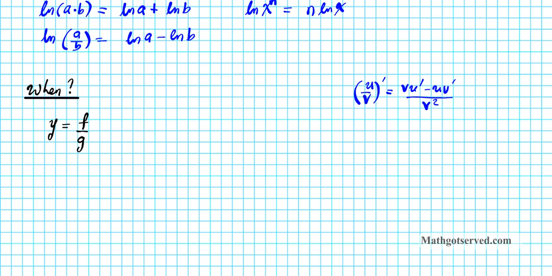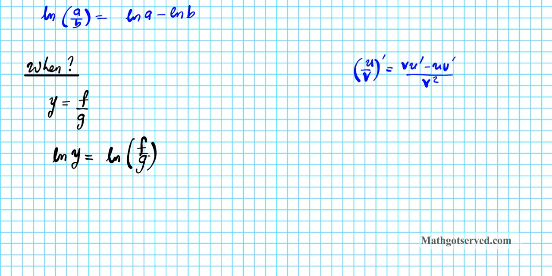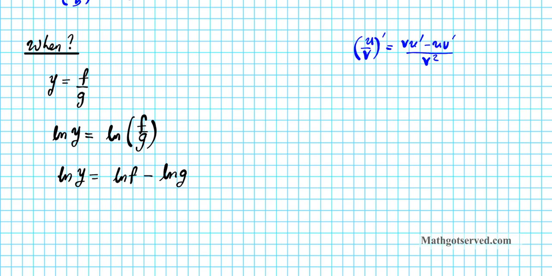So when you're doing logarithmic differentiation, what you do first is you take the natural logarithm of both sides of the equation, okay? So I'm going to take the natural logarithm of y. That will equal the natural logarithm of f over g, okay? Now, using the quotient property of logarithms, the logarithm of a quotient is the difference of the logarithm of the numerator minus the logarithm of the denominator. Okay, so this becomes the natural logarithm of y equals the natural logarithm of f minus the natural logarithm of g.